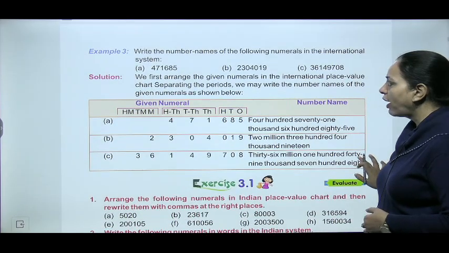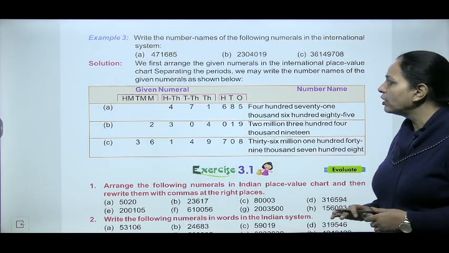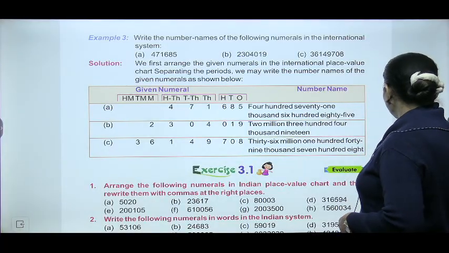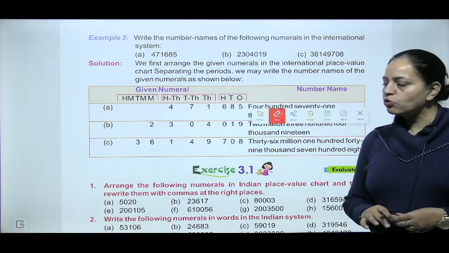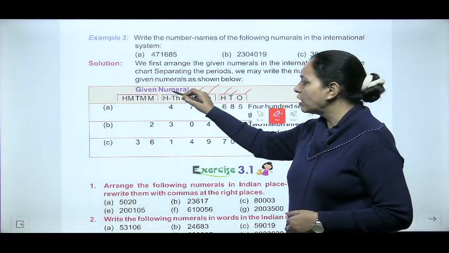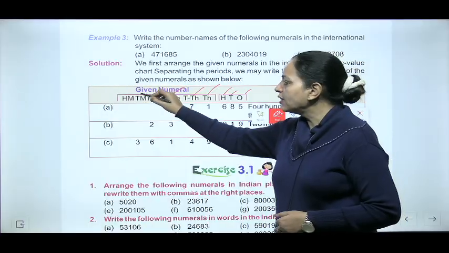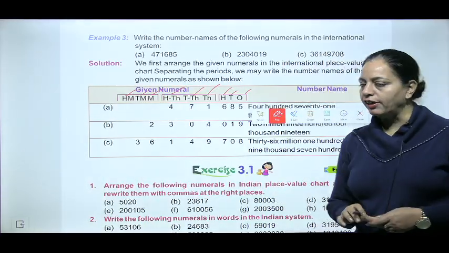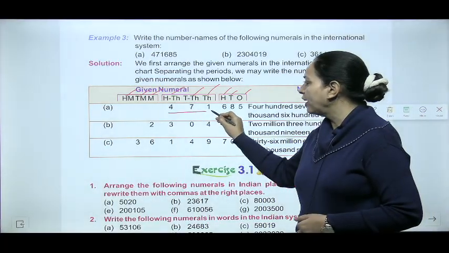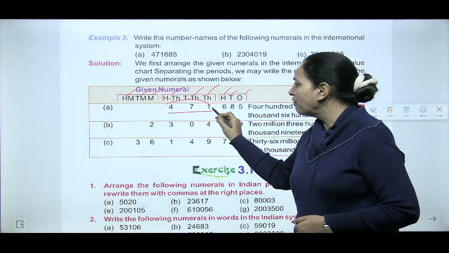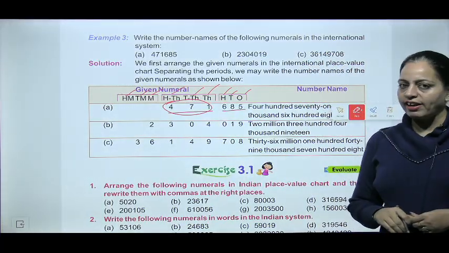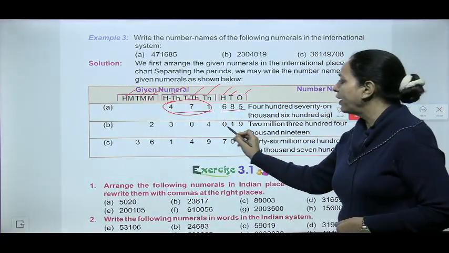Now here the third, write the number names of the following numerals in the international system, like A part. So what to do first? Make the place value chart. Ones, tens, 100, 1,000, 10,000, 100,000, million, 10 million, 100 million. Now write the digits. So what we are getting? We are getting 471,685.